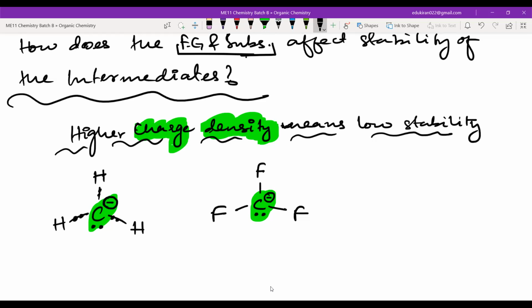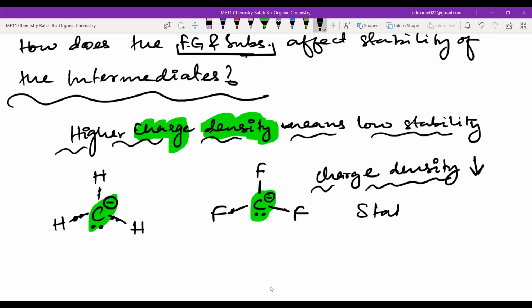In the CF3 case, the electron pair would have been attracted. So the carbon will have less electron pair towards itself. Fluorine will be attracting the electrons from carbon, and if fluorine is attracting the electrons from carbon, the charge density would decrease, because electronegativity is the pulling of electrons. Initially, if I just look at carbon negative, all the charge is on carbon. But if fluorines are attached to the carbon atom, then the fluorine will be pulling the electrons and decreasing the charge density. If the charge density decreases, the stability increases.